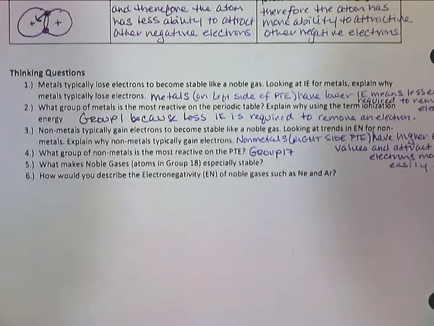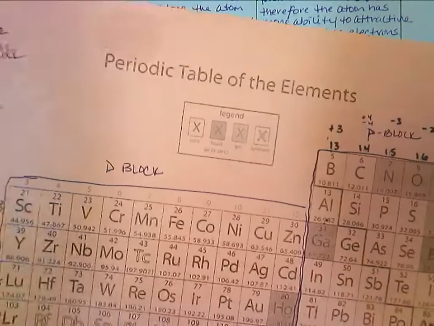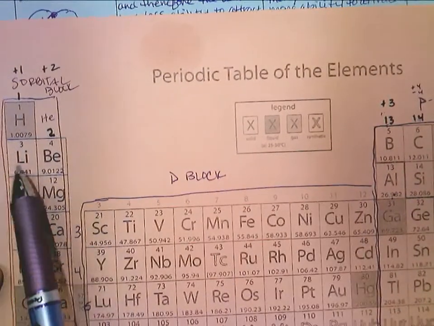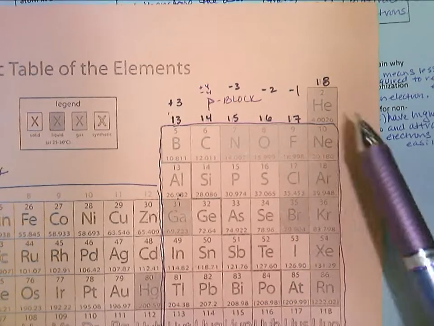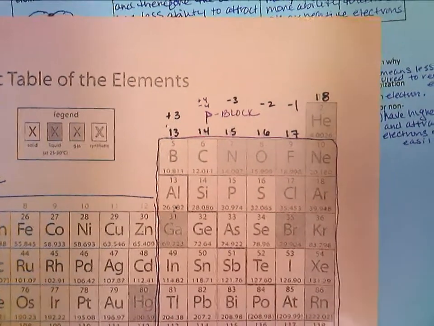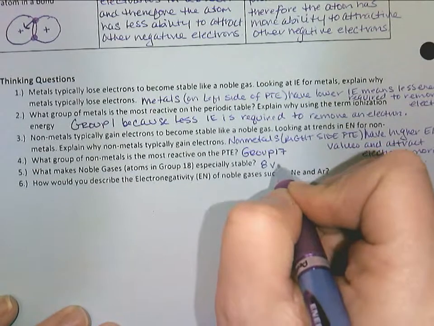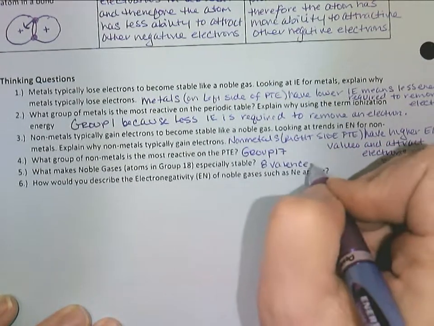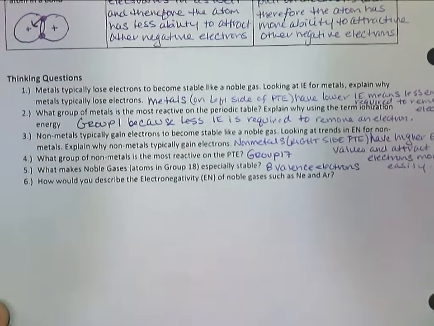What makes noble gases in group 18 especially stable? Well, if you look, noble gases have 1, 2, 3, 4, 5, 6, 7, 8, with the exception of helium. The rest of the noble gases have 8 valence electrons or a full valence shell. So 8 valence electrons to be stable.